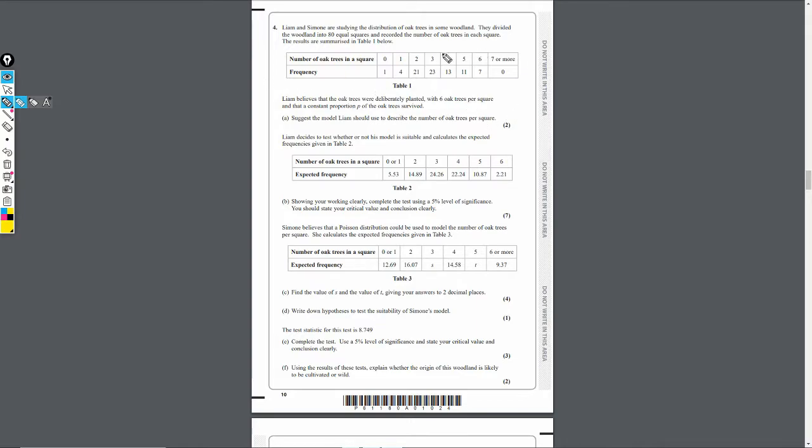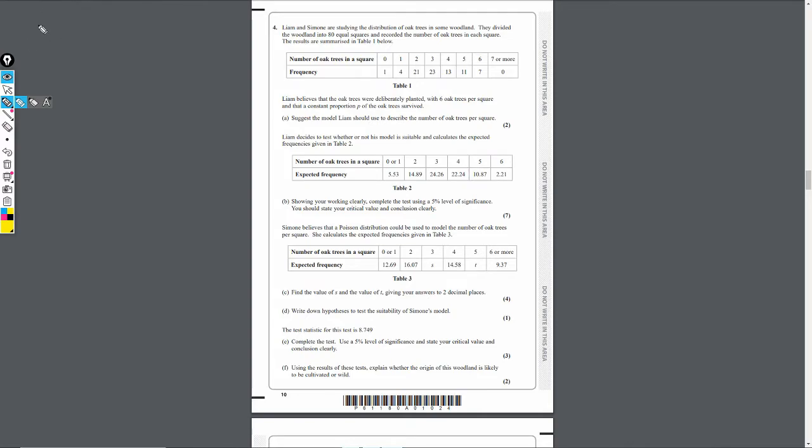So the results are summarised here in table 1, and for part A, it's asking what model should Liam use to describe the number of oak trees per square. Well, the key for this part of the question is to use this bit of information here, where it says Liam believes that the oak trees were deliberately planted with 6 oak trees per square, and that a constant proportion p, so this is the important bit, the constant proportion p survived. So, what this is saying now is that it wants us to write down how this is distributed.